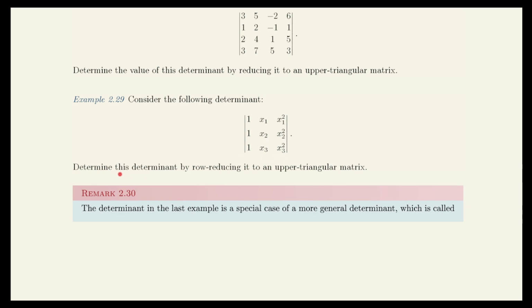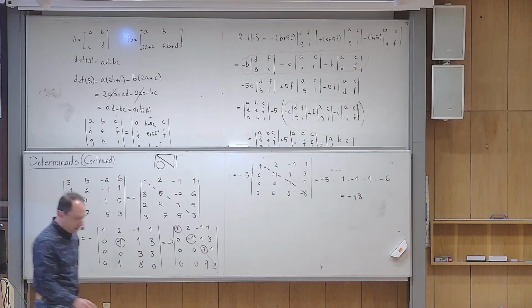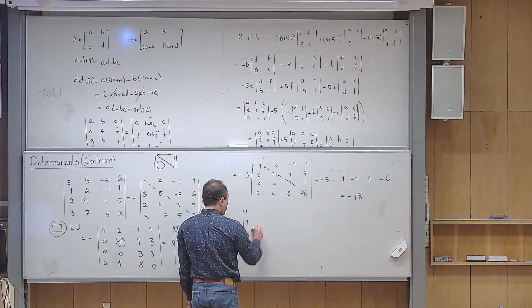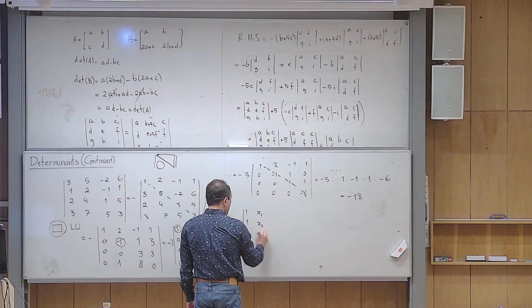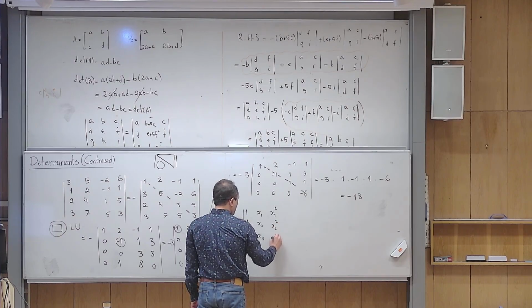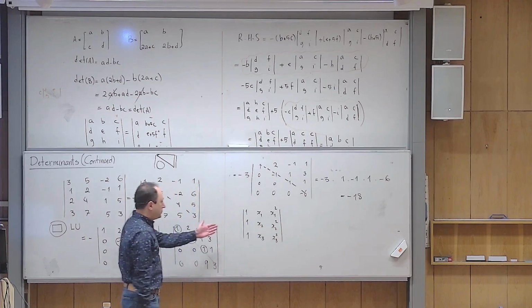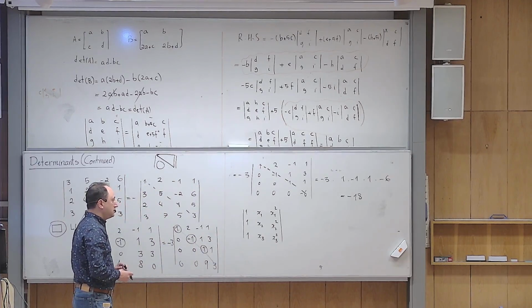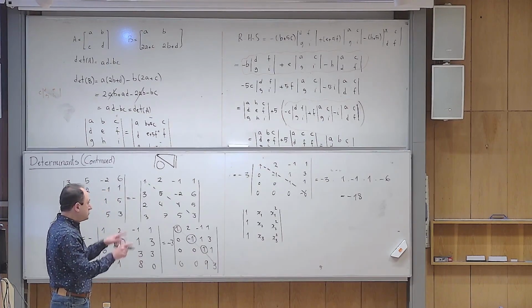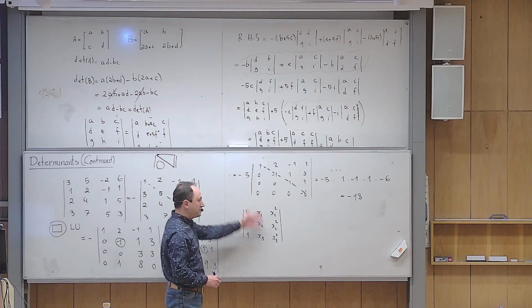We want to determine this determinant by row reducing it, to an upper triangular matrix. So how do you think I will do it? I have 1, 1, 1 here, and x sub 1, x sub 2, x sub 3, and x sub 1 squared, x sub 2 squared, and x sub 3 squared. Of course, this is not hard. You can really expand it, it might even take you less time because you don't need to think. But let us assume that I want to go to higher dimensions with the same kind of pattern.